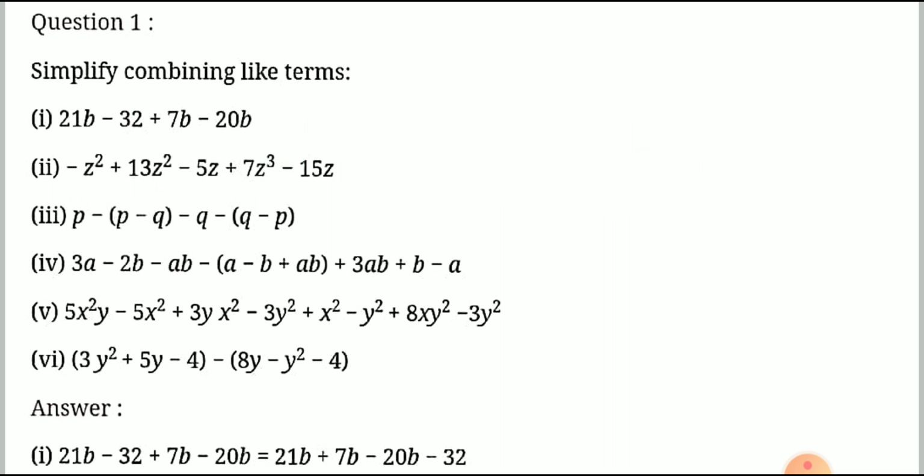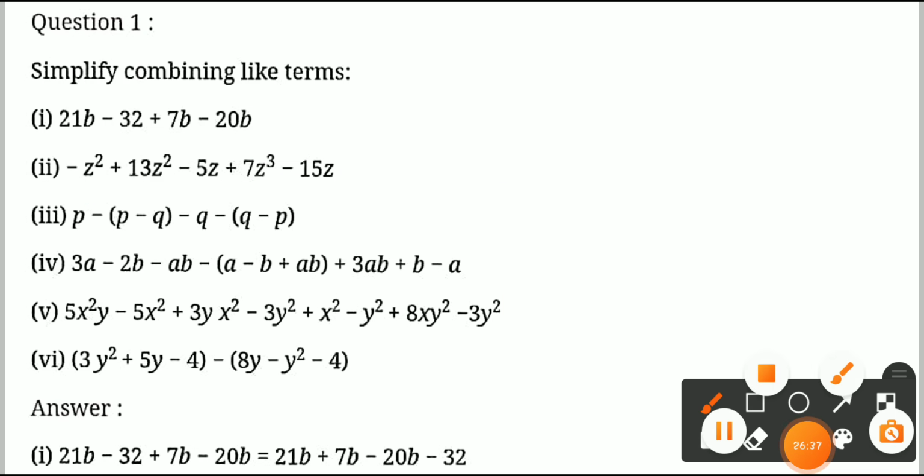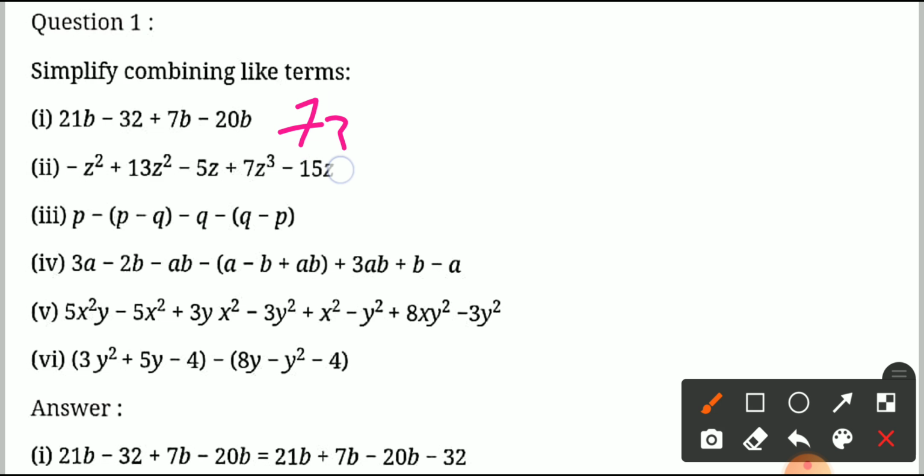Okay, so one thing I want to tell you, while arranging the like terms, you have to write the terms in decreasing order. First we have to write the power of 3, then power of 2, then power of 1, and last the constant. So 7z cube will be written first, then minus z square, then 13z square.